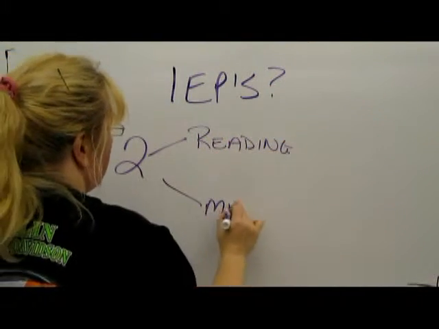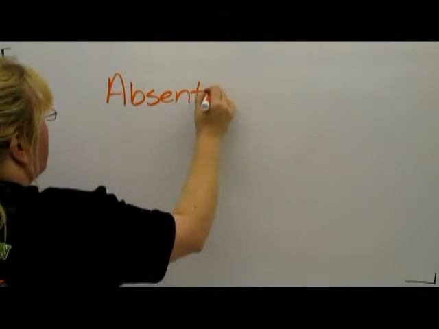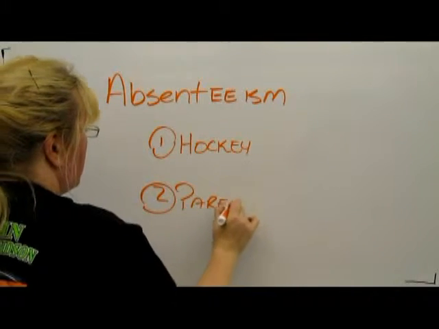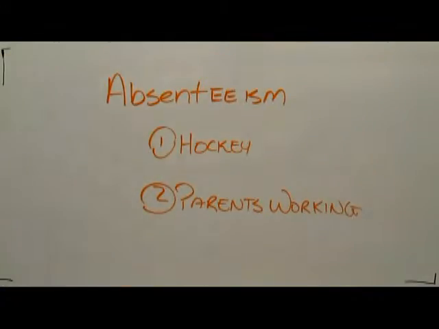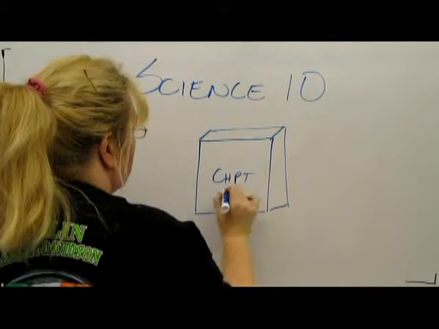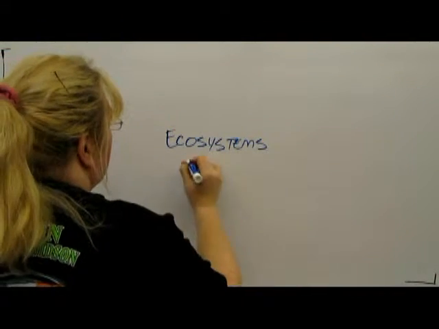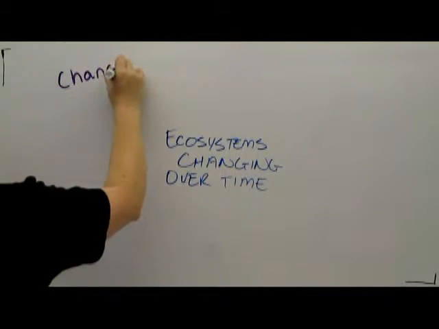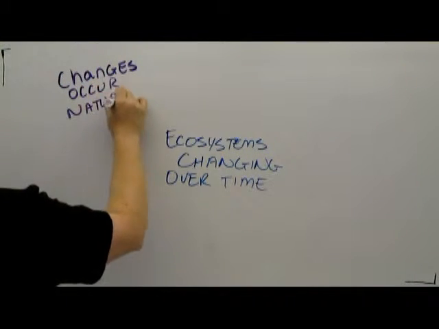IEPs, we have 2, 1 for reading and 1 for math. Absenteeism is a major issue with this group. 1 because of hockey, and 2 because the parents are working. So again, back to the Science 10 class. They are in Chapter 3 of their textbook. And the core idea they're going to be going through here is ecosystems changing over time.